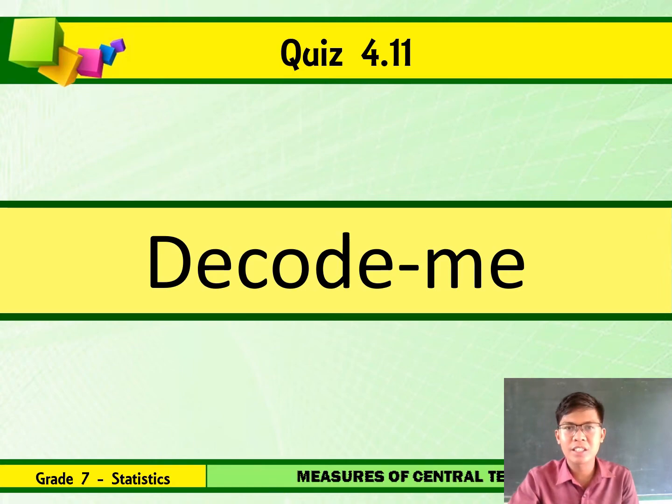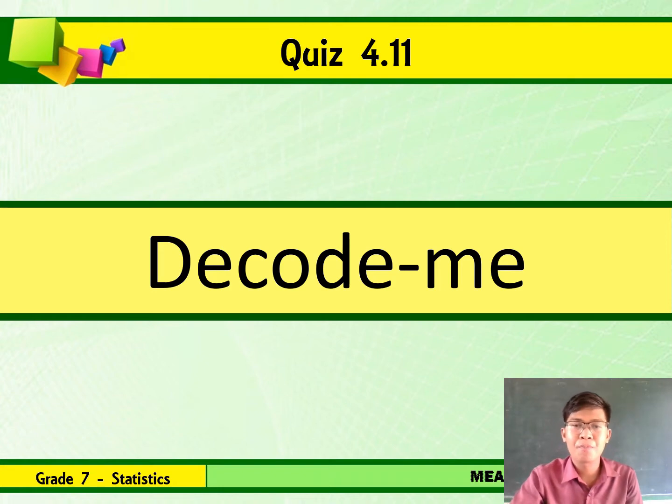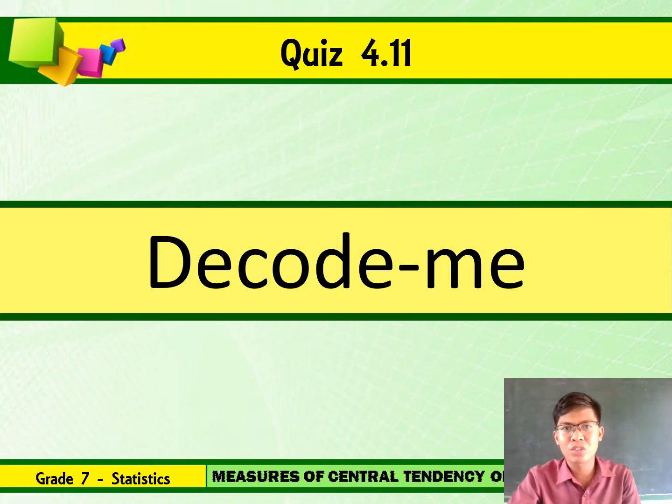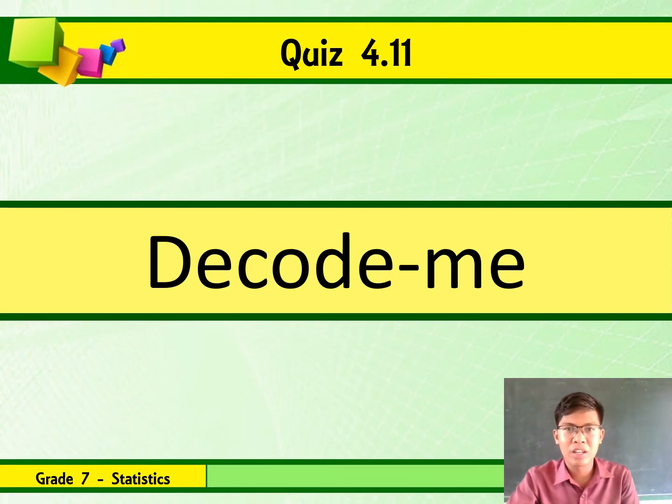Since we're done discussing our lesson, let us go to our quiz 4.11. The direction is to read and analyze the problem, and match column A to column B. Write only the letter of your choice in your answer sheet. After answering the questions, you can decode the answer to the riddle. This quiz will only take 10 minutes, so you need to answer diligently. So let's start.